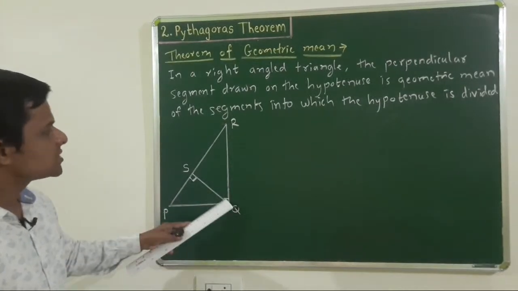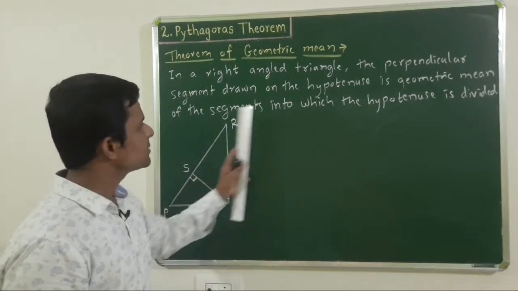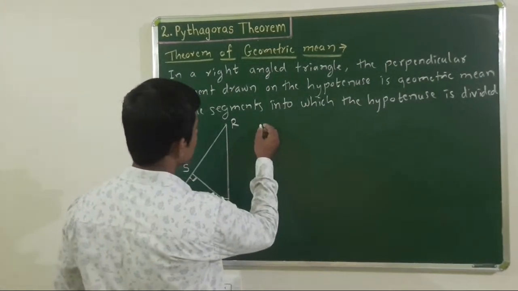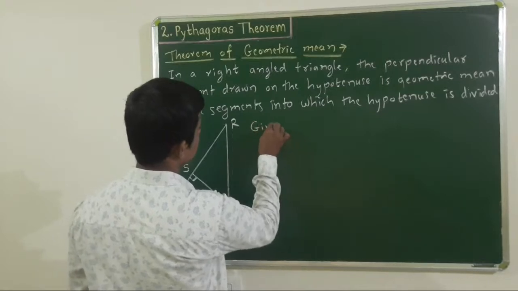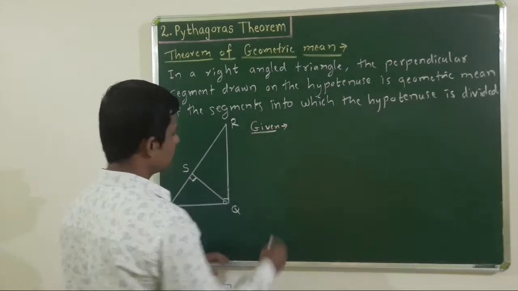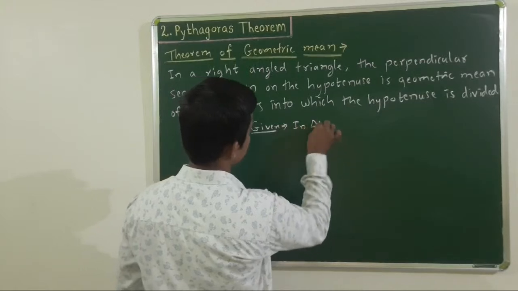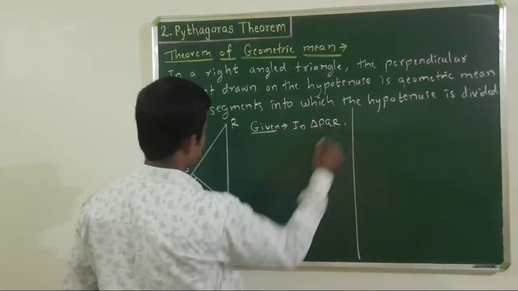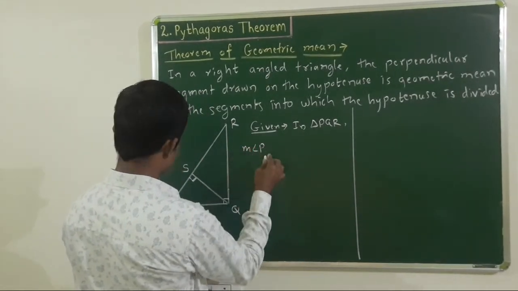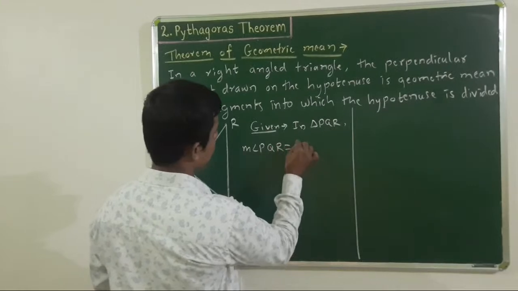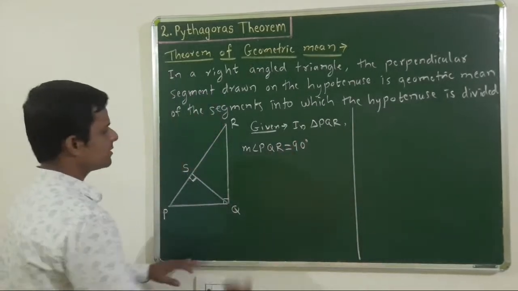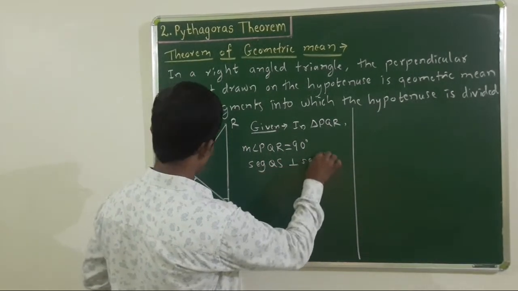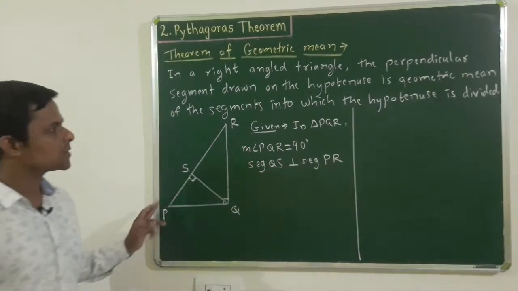The perpendicular segment drawn from its opposite vertex on the hypotenuse is the geometric mean of the segments into which that hypotenuse is divided. Now, what is given here? In triangle PQR, measure of angle PQR is equal to 90 degrees. It is a right angle triangle, and segment QS is perpendicular to segment PR.